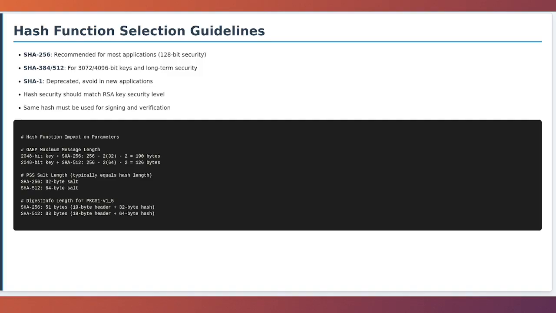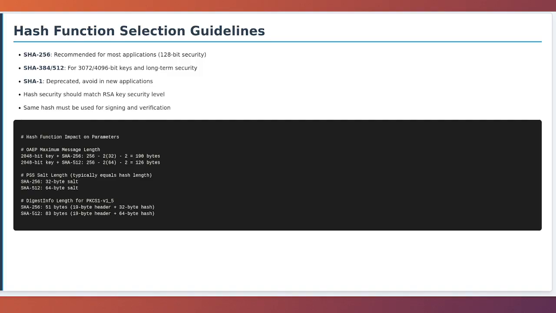The hash function choice affects several parameters in RSA operations. For OAEP encryption, the hash length determines the maximum message size. For PSS signatures, the hash length typically determines the salt length. For PKCS 1 v1.5 operations, the hash function determines the digest info encoding. You must use the same hash function for signing and verification, and for encryption and decryption, otherwise operations will fail.